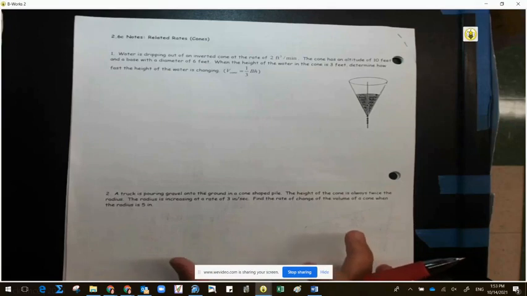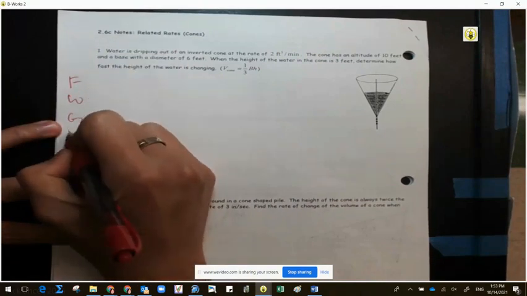Luke, let's read number 1. Water is dripping out of an inverted cone at the rate of 2 feet cubed per minute. The cone has an altitude of 10 feet and a base with a diameter of 6 feet. When the height of the water in the cone is 3 feet, determine how fast the height of the water is changing. Okay, let's start by writing out Fuigi.